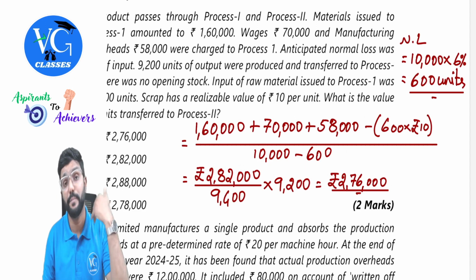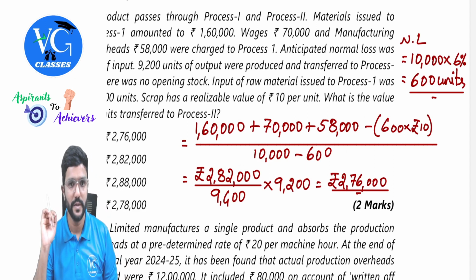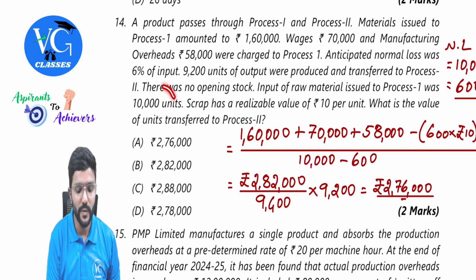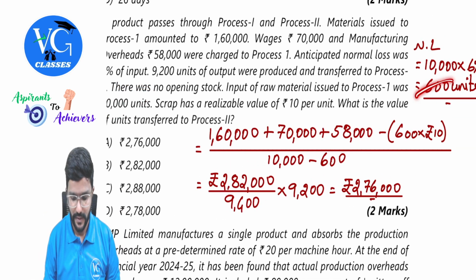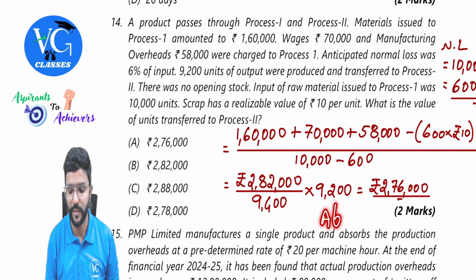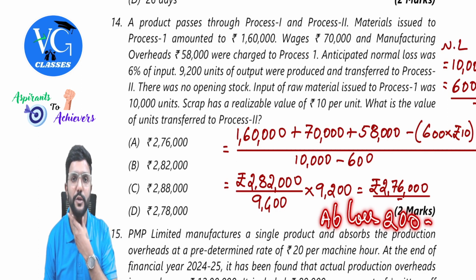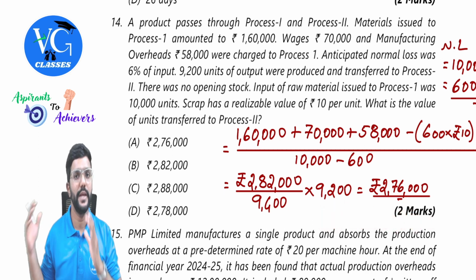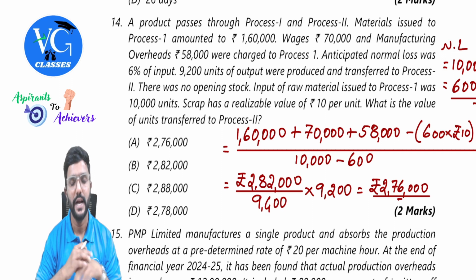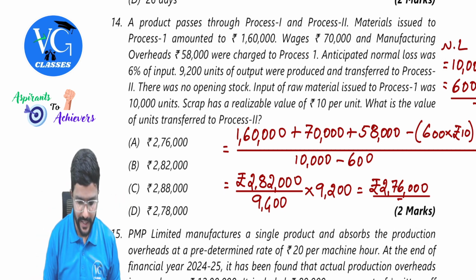If you want to do it by preparing the process account also, you can do it. But please be careful. There will be an abnormal loss. How much abnormal loss? 10,000 minus 600, so 9,400. But out of that, output is only 9,200. That means abnormal loss would be 200 units. But they have not asked anything with respect to abnormal loss. Yeah, but if you want to tally the units column, there will be abnormal loss of 200 units, guys. And in this question, they have asked what is the value of output, 2,76,000, right?